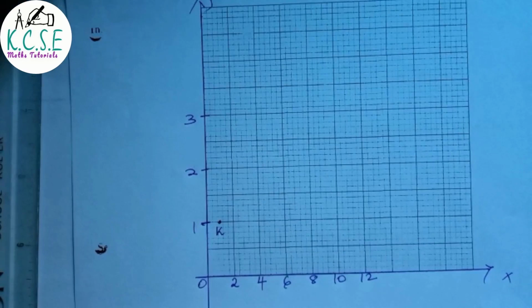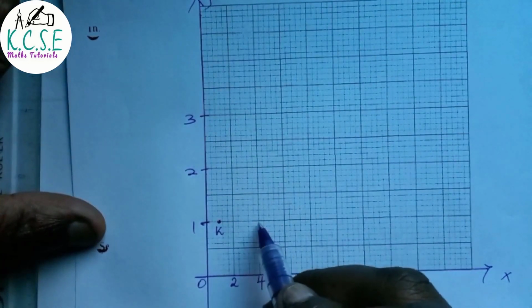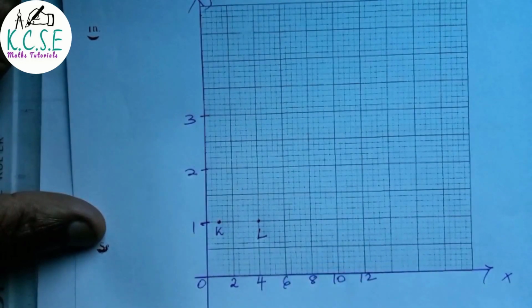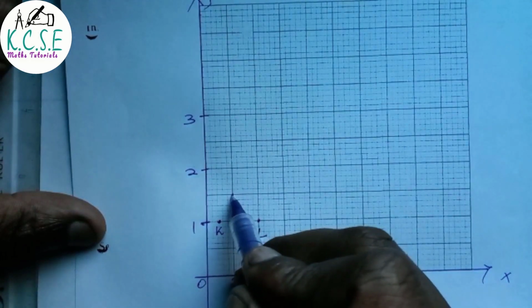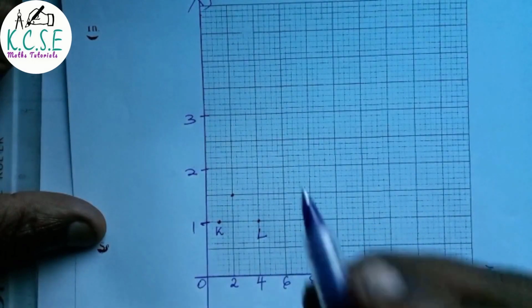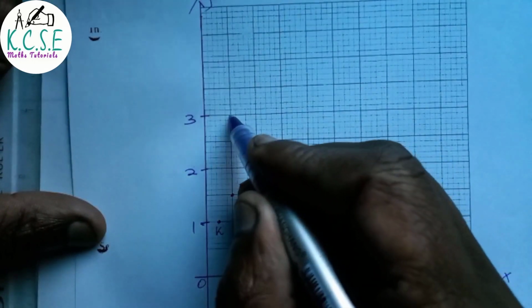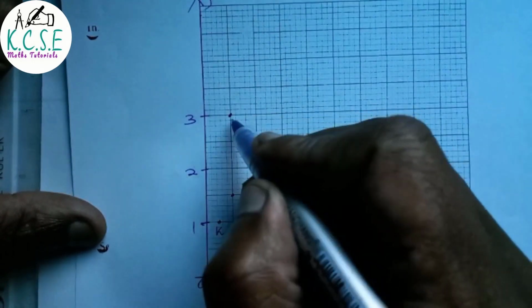For L is 4, 1. 4, 1 is there. Then M is 2, 3. M is 2, not 2, 3 is here. 2, 3 is here. So M is here.